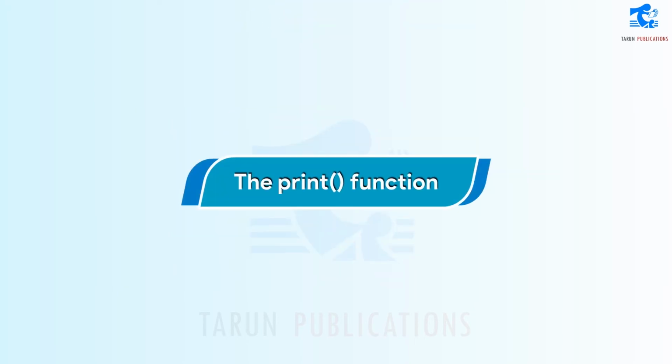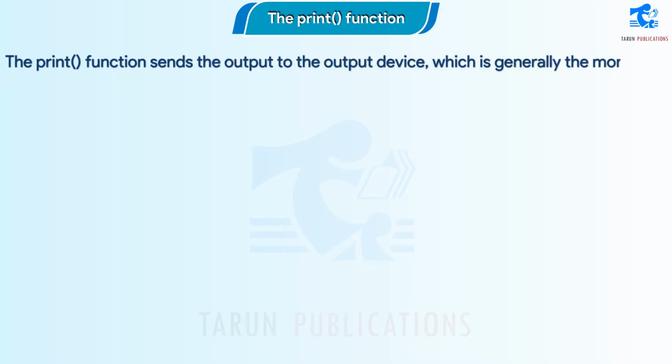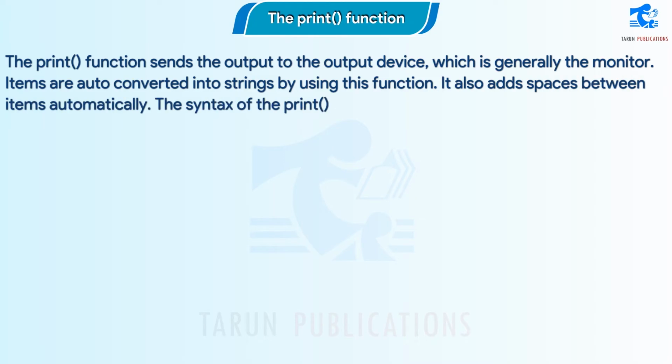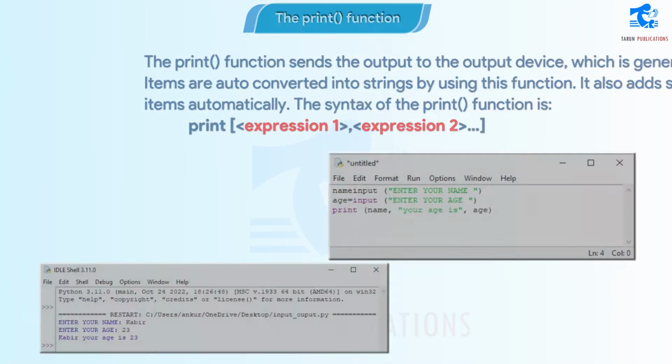The print function. The print function sends the output to the output device, which is generally the monitor. Items are auto-converted into strings by using this function. It also adds spaces between items automatically. The syntax of the print function is print(expression1, expression2).